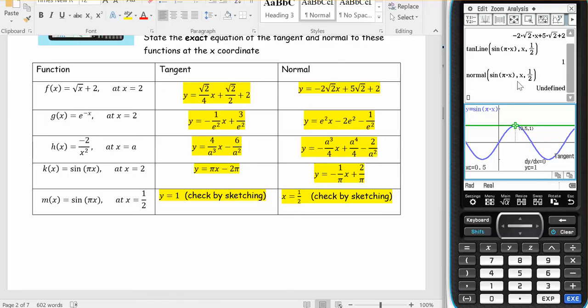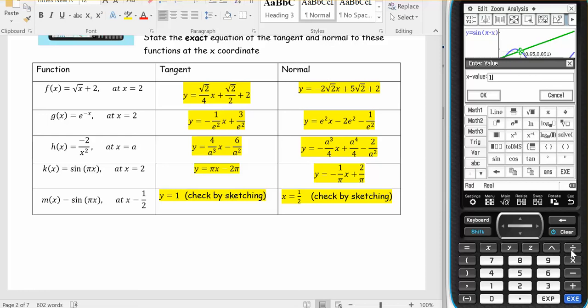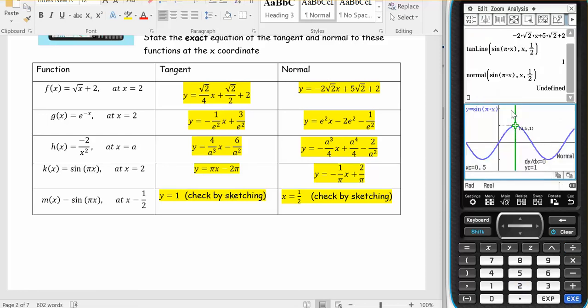So obviously when I draw my vertical line, which is my normal at that point, Sketch, Normal at a half, so 1 divided by 2, I get a vertical line, and when I press XC here, it will tell me the vertical line's equation is x equals a half, which is where our vertical line is. So the rest of those you can easily work out yourself.